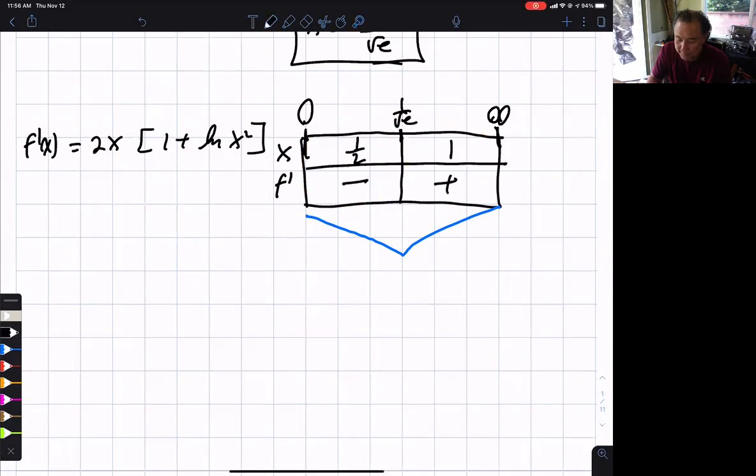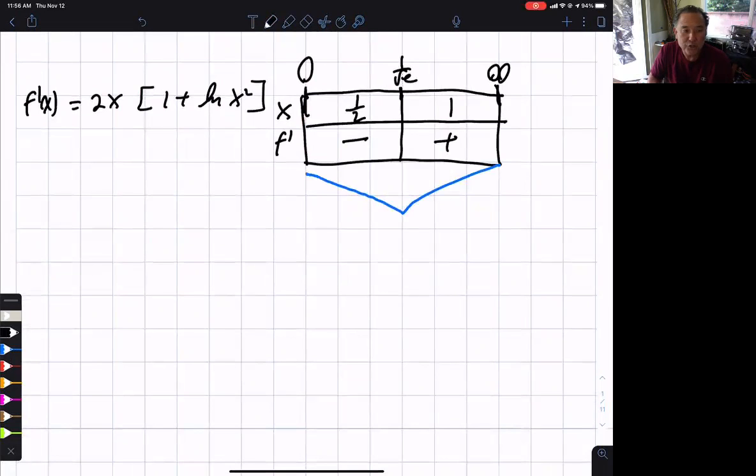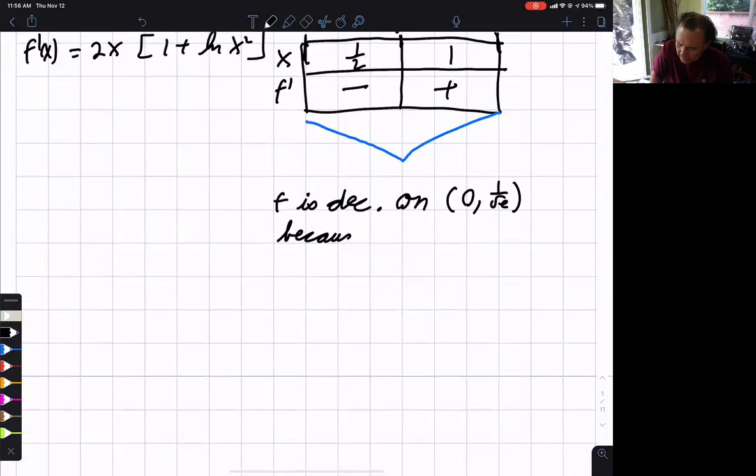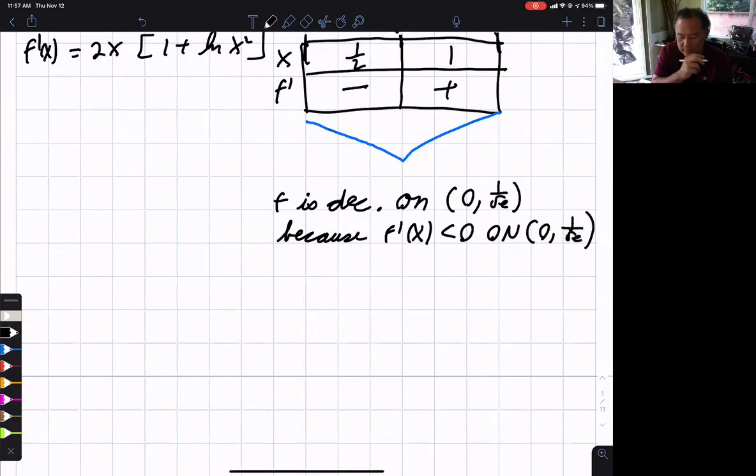So my final statement. FRQs, how do you write the answer? It's asking the regions for increasing, decreasing. F is decreasing on the interval from 0 to 1 over radical e. That's not it. You have to give a reason why. You need to justify why. The reason is because the derivative is negative on that interval. That's your reason, your justification explaining why.